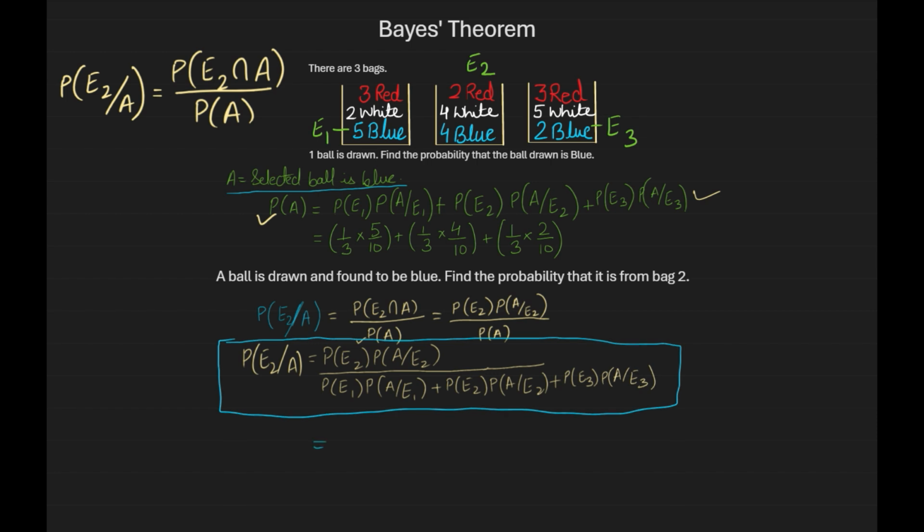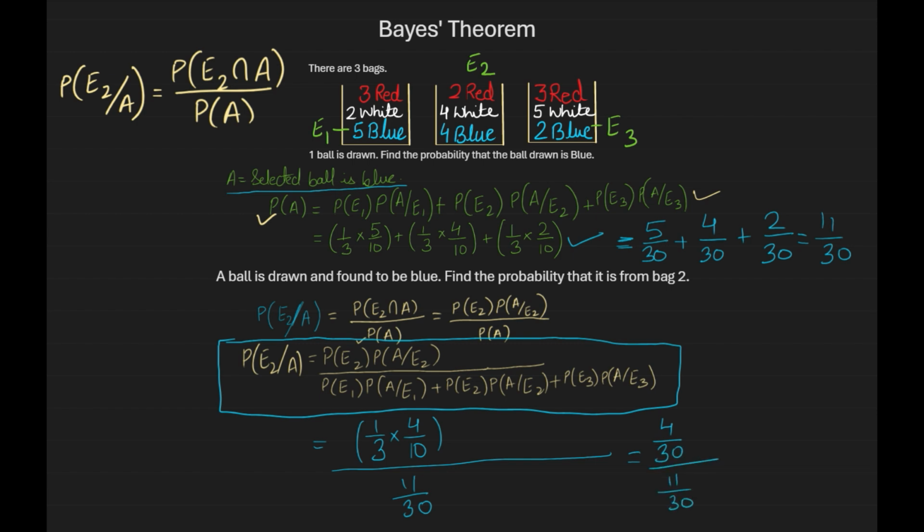The probability of E2 would be 1 over 3 times the probability of A given E2, which is 4 over 10, because 4 blue balls are there in bag 2 and total balls are 10, and in the denominator this complete expression. Let's simplify this. 1 over 3 times 5 over 10 is 5 over 30, plus 4 over 30, plus 2 over 30. This would be 11 over 30, and here it would be 4 over 30 over 11 over 30, which is just 4 over 11. So this is the answer.